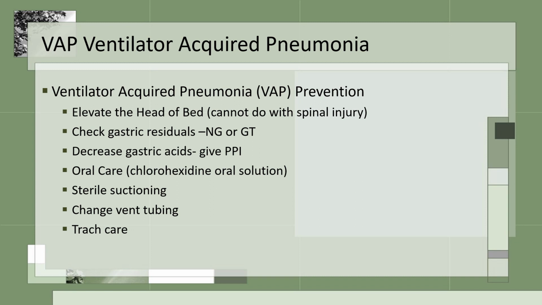Another way to prevent VAP is change vent tubing. This is done by RT, but you can always mention if things are not looking clean. And also, very good trach care is an important thing to do to prevent VAP.